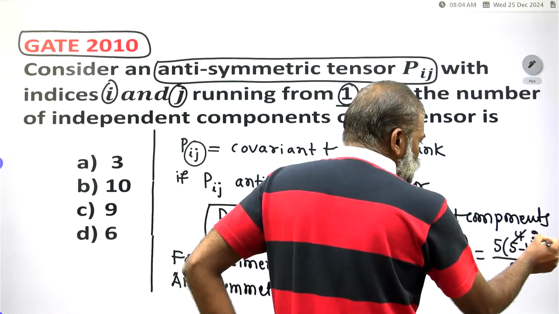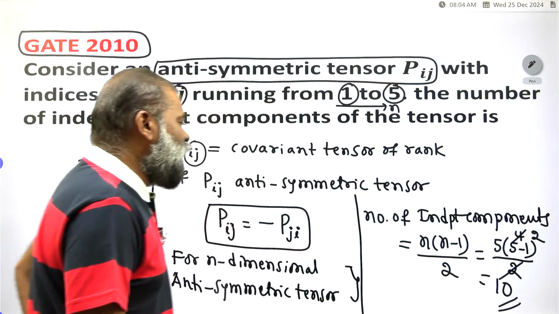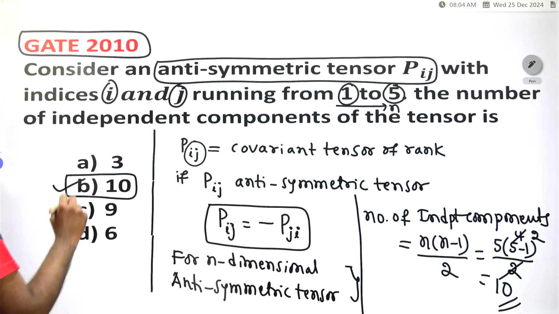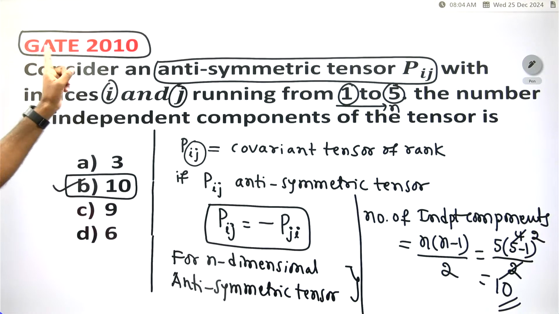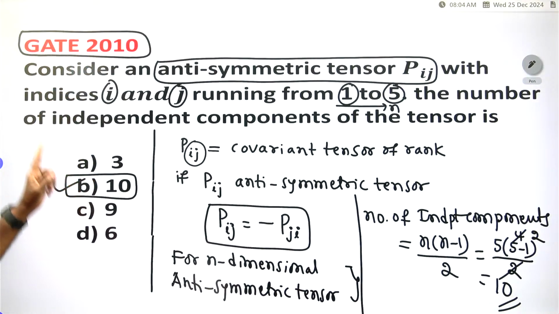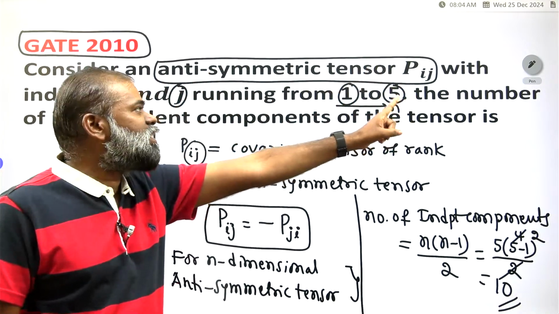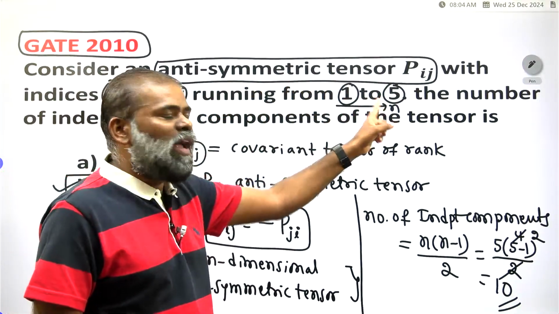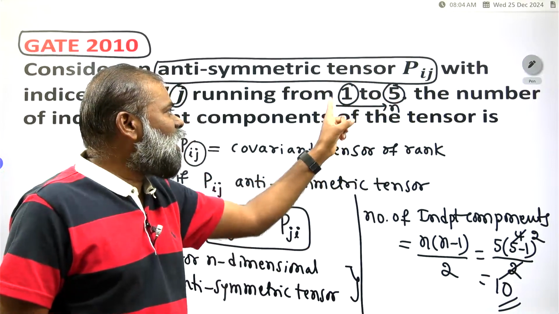5 into 4 divided by 2, how many independent components are there? 10 independent components are there. This is the correct answer. Once again, in GATE 2010 they ask this question: consider an anti-symmetric tensor Pij with indices i and j running from 1 to 5. 1 to 5 means 1 up to n, and up to n means up to 5.